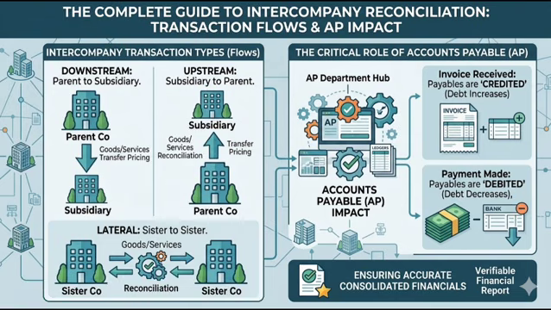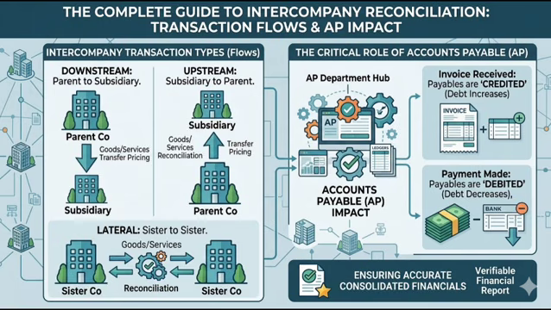This often involves transfer pricing, which is how the price is set for these internal sales. Lateral, sister-to-sister transactions happening between two subsidiaries under the same parent. These are sister companies. Because they are on the same level, reconciliation here is key to ensuring the parent's total assets aren't artificially inflated.